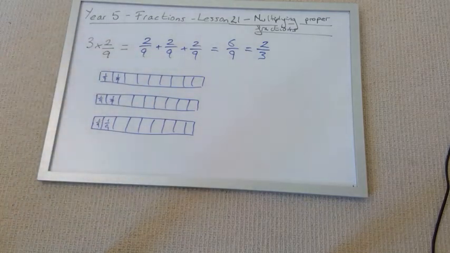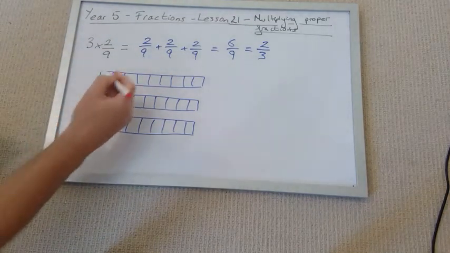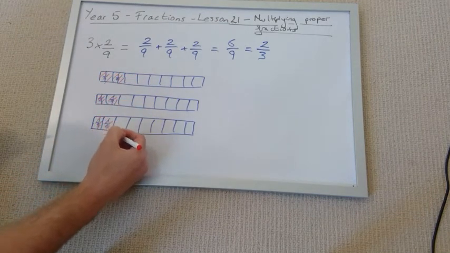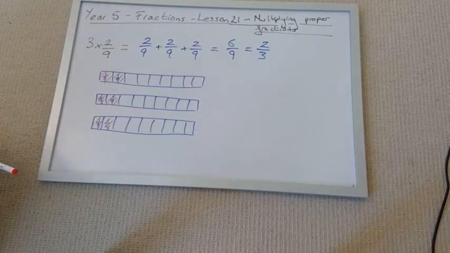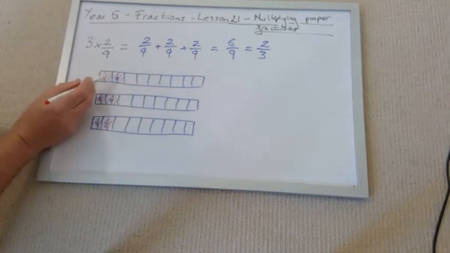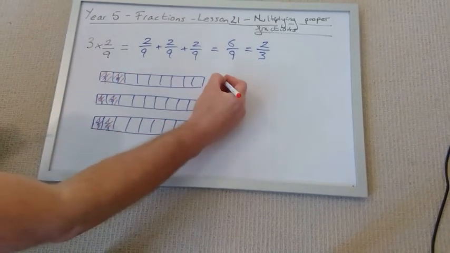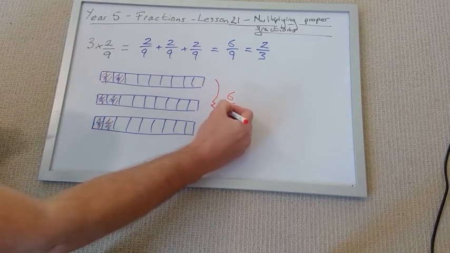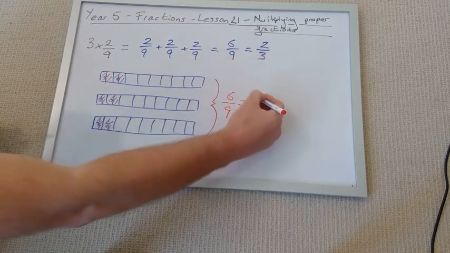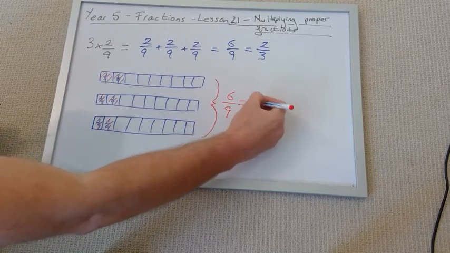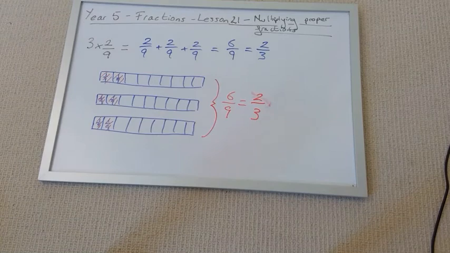I need to shade in my 2/9. I've got 2/9, 2/9, 2/9. In fact, now I can easily see when I count them up that I do have 2/9 here. So I've got 6/9 in total. So I've got 1, 2, 3, 4, 5, 6, because this is 2/9, 2/9, 2/9. So all of this together is 6/9, which I simplify down again, just like I did before, by dividing by 3, which equals 2/3. So that's one strategy to use to solve this kind of problem.